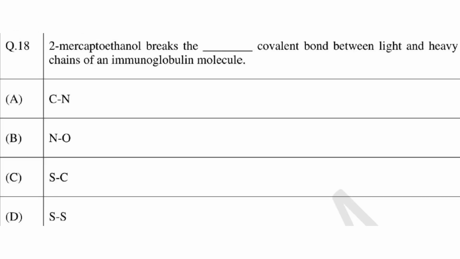Then next one, 2-mercaptoethanol breaks the dash covalent bond between light and heavy chains of the immunoglobulin molecule. So 2-mercaptoethanol is a reducing agent and it cleaves the disulfide bonds between the immunoglobulin light and heavy chains, and it dissociates them into components, that is light chain and heavy chain components. It is used in various biochemical assays, protein purification procedures, etc. So the answer here is disulfide bonds. Answer is option D.